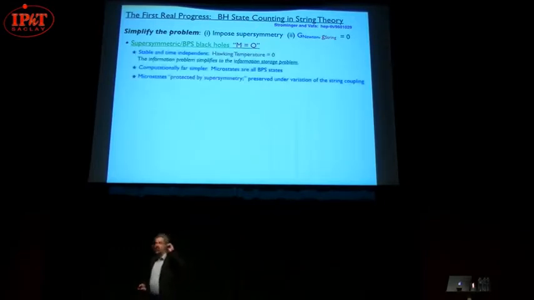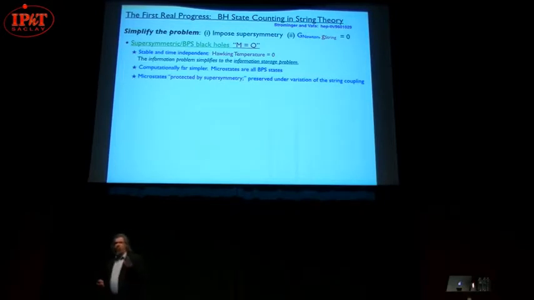But why is it useful? First and foremost, the Hawking temperature of a supersymmetric black hole is 0. There's no time evolution, and therefore your problem of recycling information is simplified to one of just storing the information. You can heat it up later, but you've really got the information storage problem.